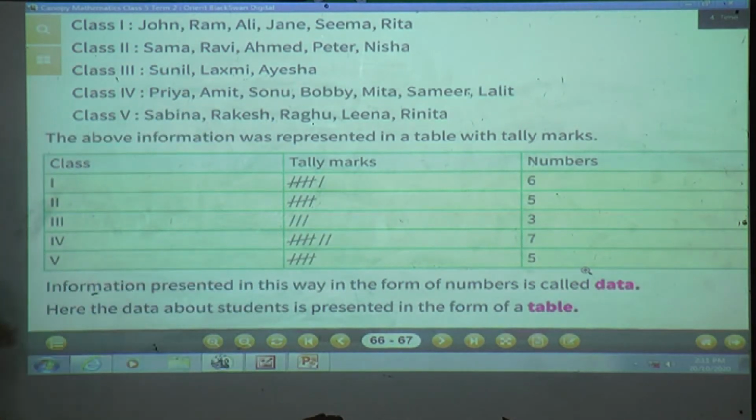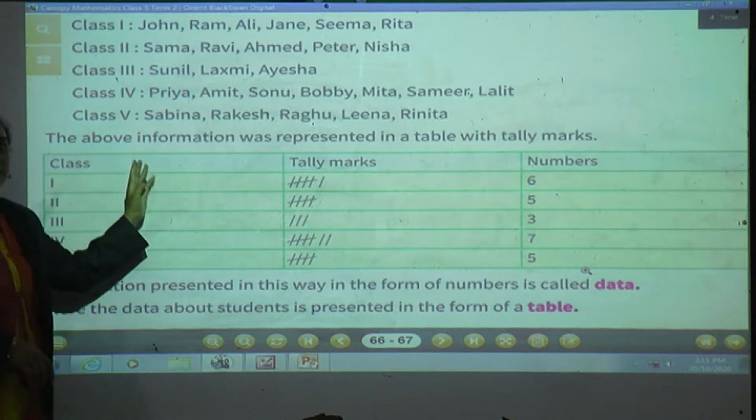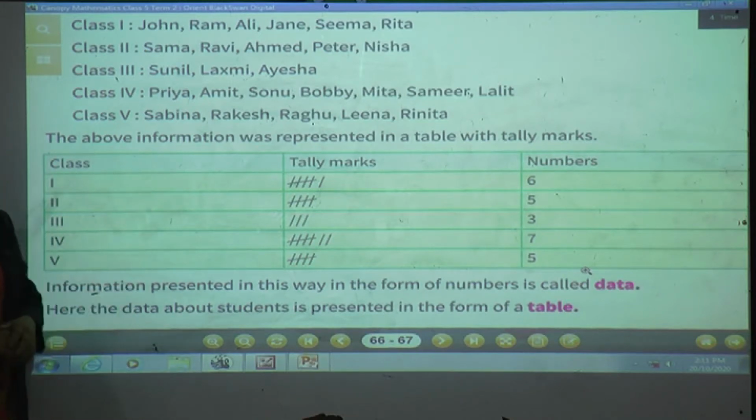Okay. Now information presented in this way in the form of numbers is called data. Here the data about students is presented in the form of a table. Okay, we'll see some information now.